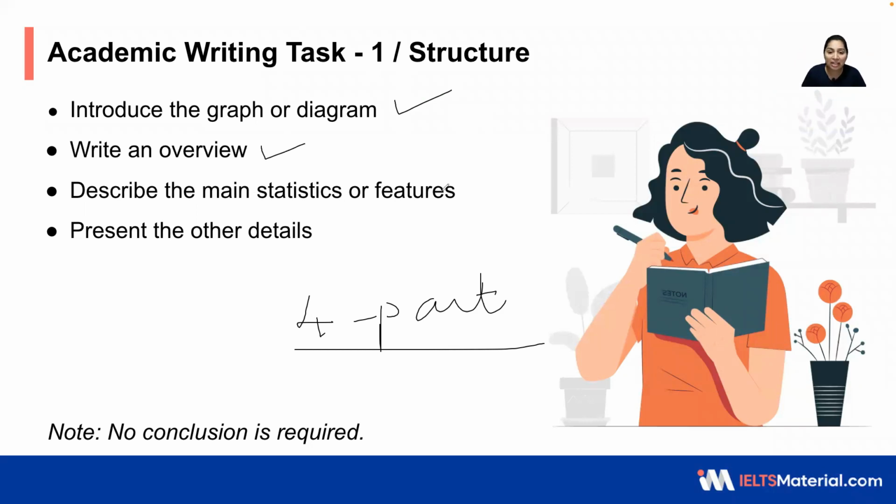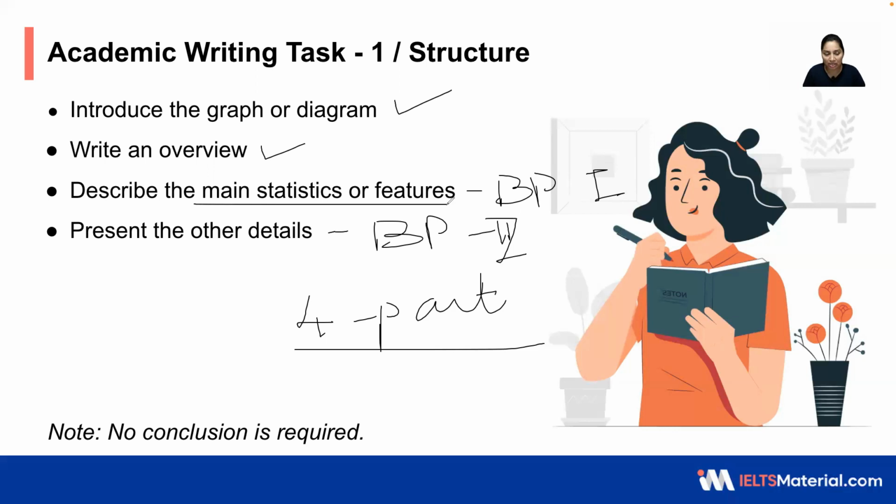Next, the third paragraph is called body paragraph 1, and the last paragraph is called body paragraph 2. Body paragraph 1 contains the main statistics or features. The last paragraph contains the other details, which are the other differences or the similarities. But initially, the main key features or the main statistical figures are explained. So this is the structure which a candidate has to keep in mind before planning or before understanding the different types of graphs, charts, or diagrams.